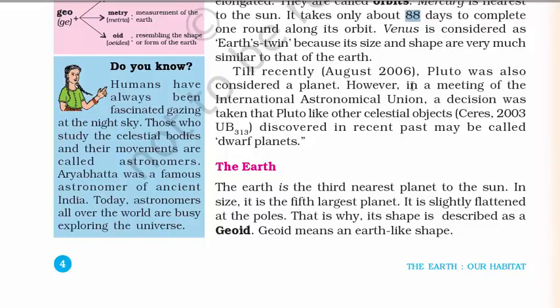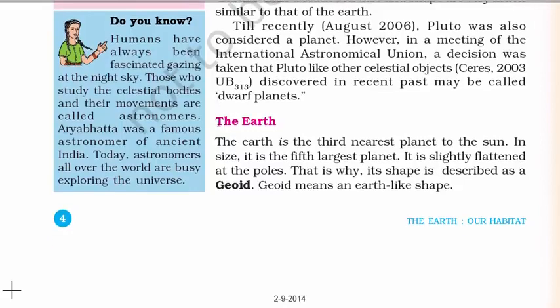Pluto was considered to be a planet. However, in a meeting of the International Astronomical Union, a decision was taken that Pluto, like other celestial objects discovered in the recent past, may be called a dwarf planet. So it's gone dwarf. Dwarf is nothing but filled with gases, and it can just go away anytime.